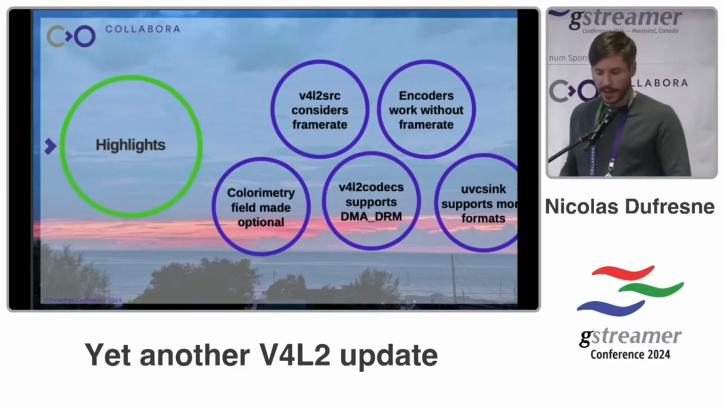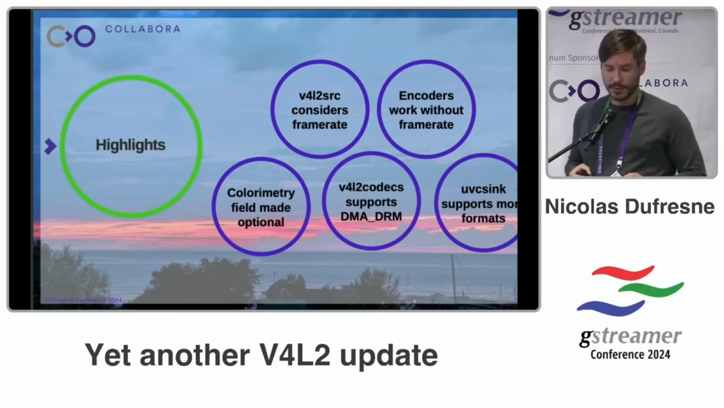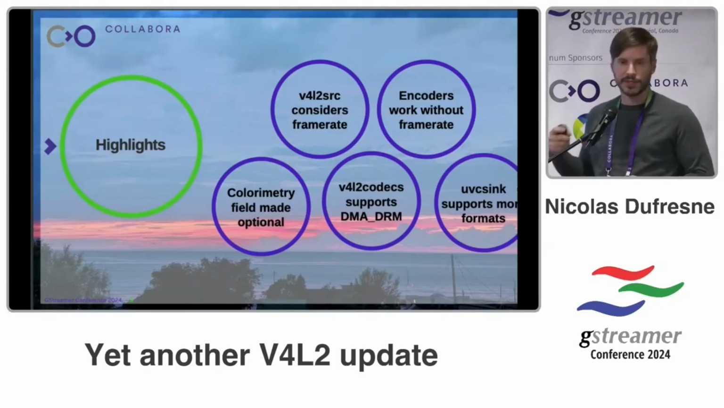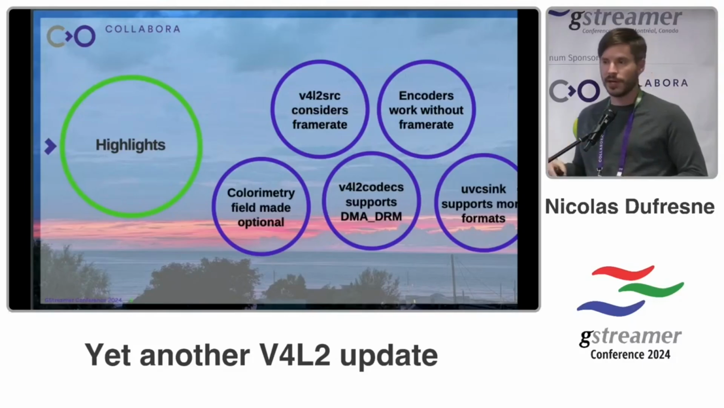So basically, the highlights for this year of development: well, frame rate. V4L2 source now uses the frame rate to decide what's going to be your default view on the camera if you don't pass any parameters. Also, the encoders used to require a frame rate to encode. We've dropped that. It does mean that we fake a frame rate, so the decoder thinks it's 30 frames per second. But at least you can use the encoder without a frame rate, which is needed for screen recording, where you get a frame when someone clicks.